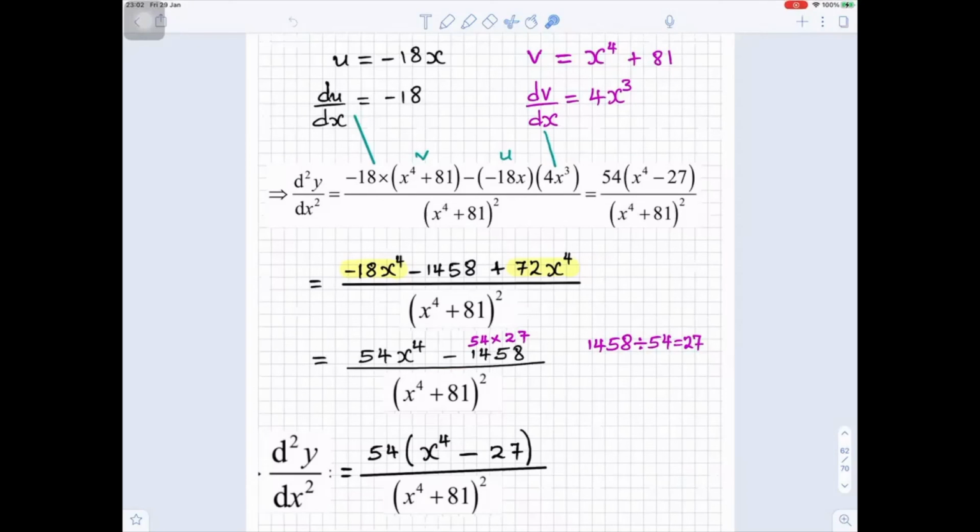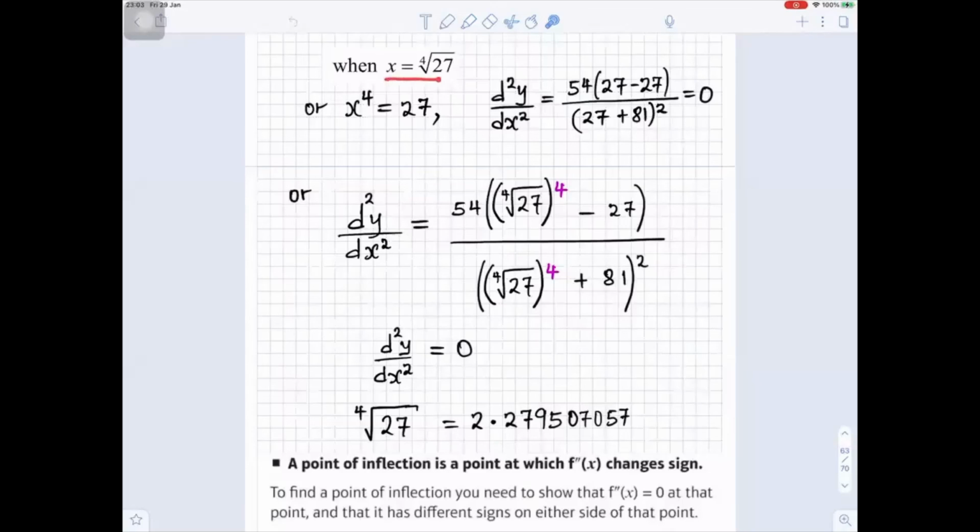So now you can write d squared y over dx squared. You can factorize 54. 54 is found there and is found there. So that 54 comes out of the bracket, and you're left with x^4 and you're left with 27. So 54 bracket x^4 minus 27 over x^4 plus 81 all squared.